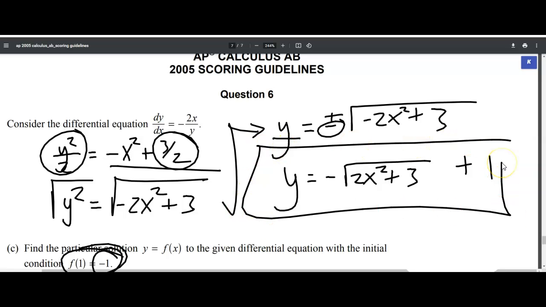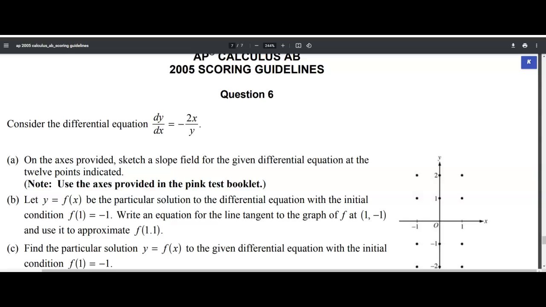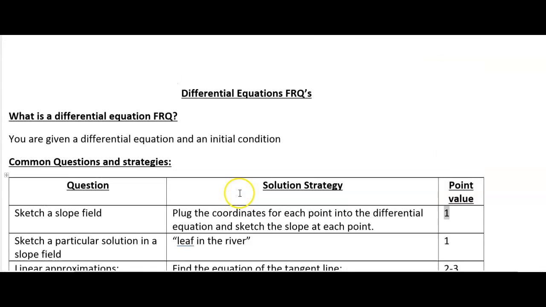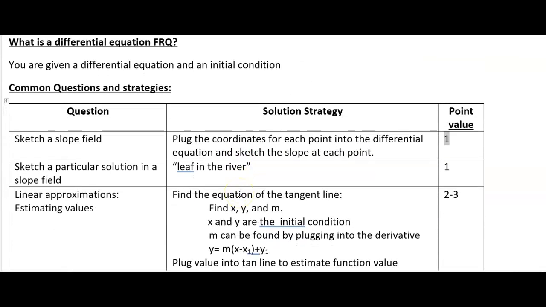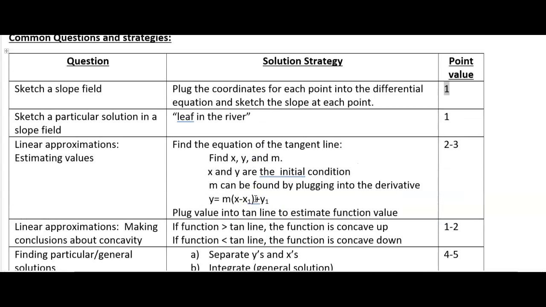So about 4 to 5 points altogether for these types of questions. All right, but that does it. So that's differential equation problems in a nutshell. Of course, these problems can have some different things added into them, but those are the most common types of questions that you can expect to see.